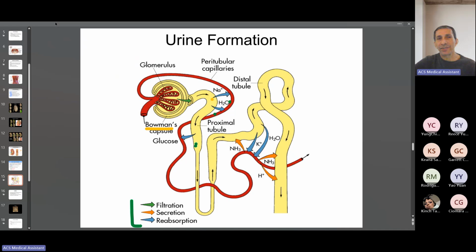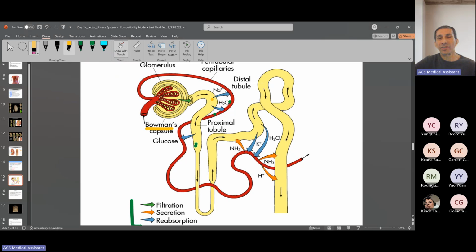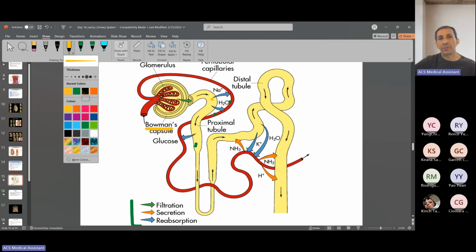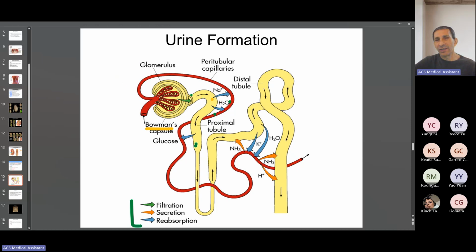Now we have the tubules. Not tubes, they're called tubules. Okay, I'm going to put them green because there's nothing green around. So you see these tubules right here. This tubule that I'm going to mark in green is called the proximal tubule. It's right here. This is this tubule up to here.